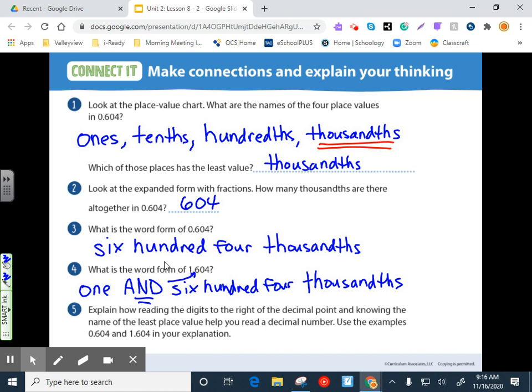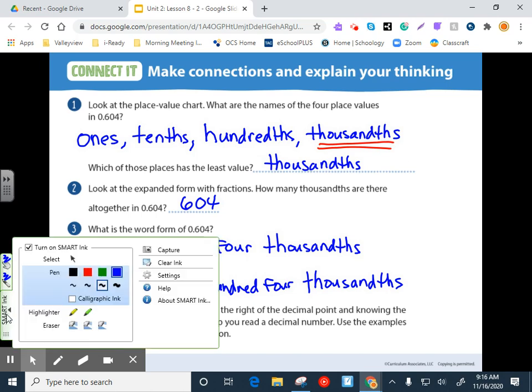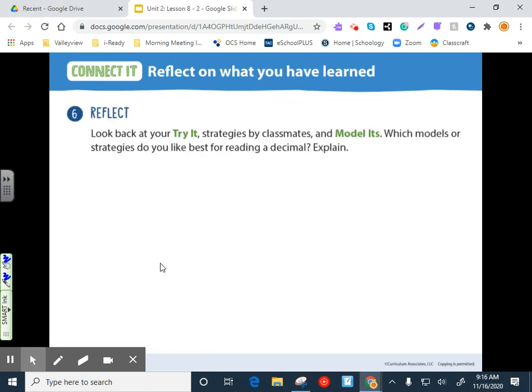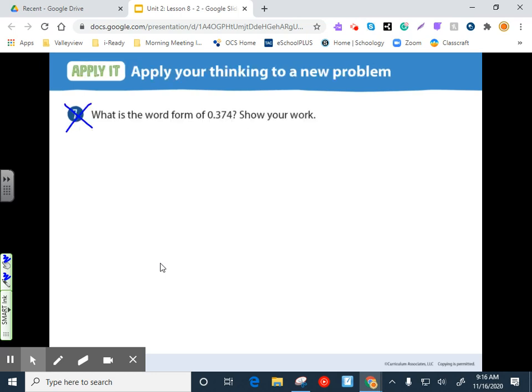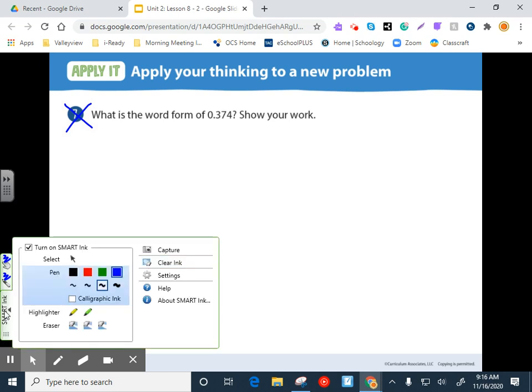And explain how reading the digits to the right of the decimal point and knowing the name of the least place value help you read it as a decimal number. We've explained this before. You don't have to write anything down. At this point, I'm sure we get it. So cross out 5, cross off 6. Maybe turn the page because we're gonna have to do a couple of these just to warm up.